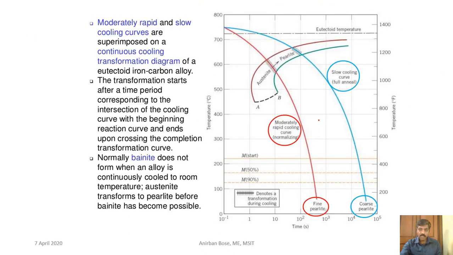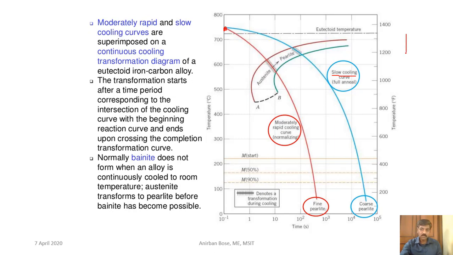Now you can see some of the processes. Here you can see a process which is a slow cooling process. That means suppose you have austenized steel. Let us consider a plain carbon steel. If you have austenized it and now you are cooling it very slowly. So what is the nature of cooling here? The nature of cooling may be you are doing furnace cooling. What do you mean by furnace cooling?